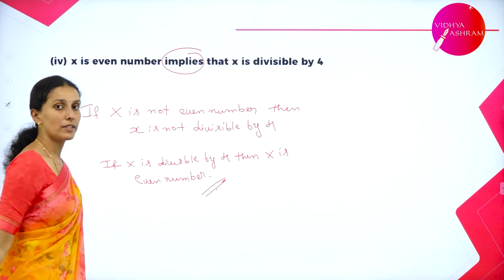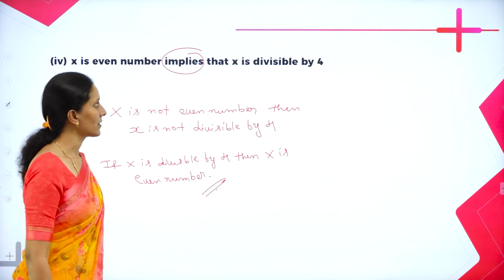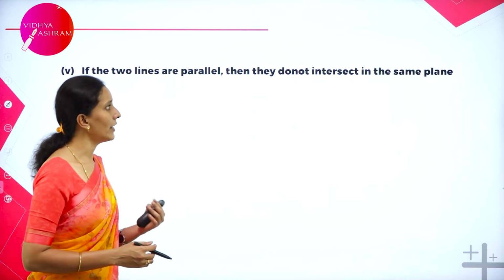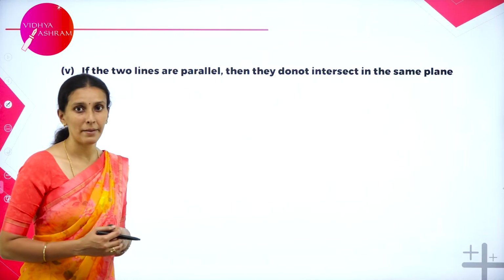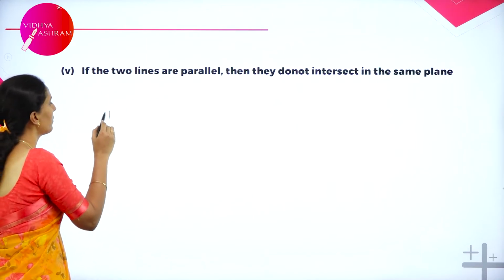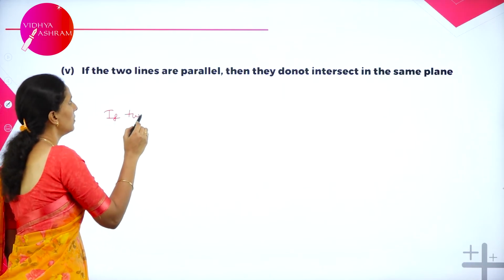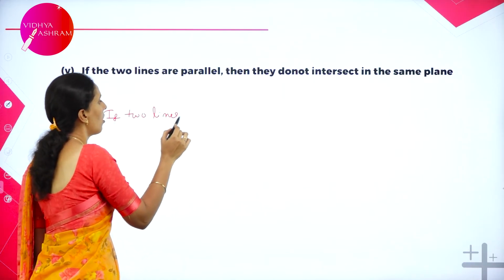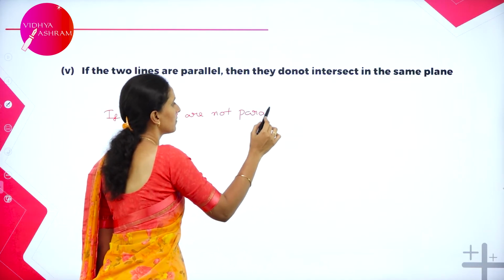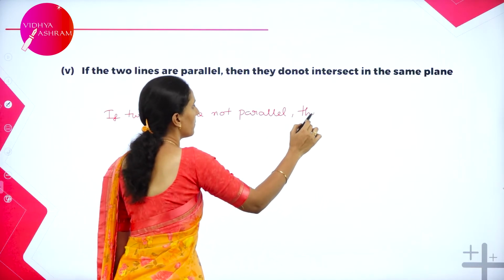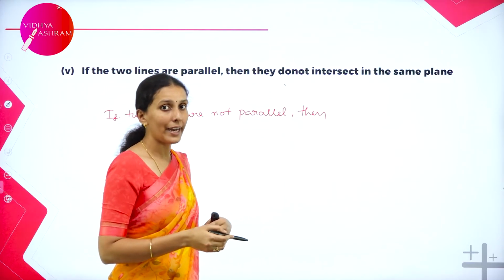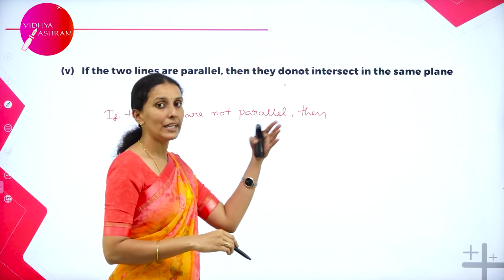So this is the converse of the statement. Next, if the two lines are parallel, then they do not intersect in the same plane. So let's negate it. First, if two lines are not parallel, then they have given they do not. If you have to negate it, then you have to write they intersect.